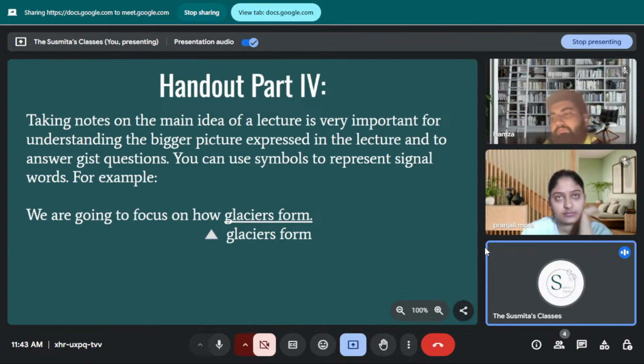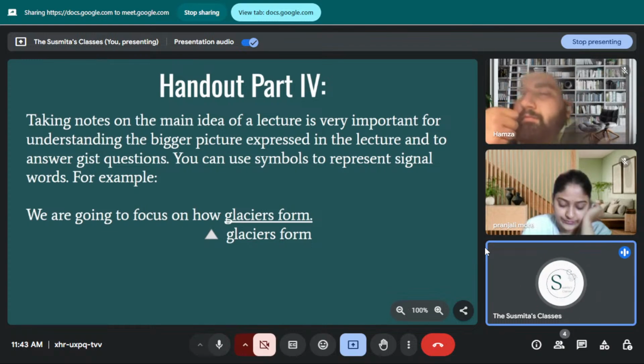But again, you should be able to use it. That is the only thing that you need to understand. When the lecture is organized in an outline format, this is the best way to put it forward.